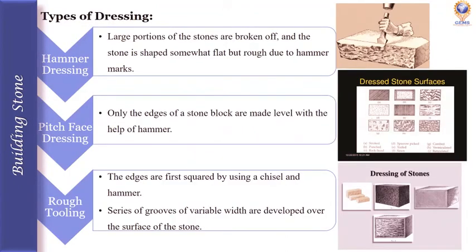There are different types of dressings. First is hammer dressing. In this hammer dressing, large portions of the stones are broken off, and the stone is shaped somewhat flat but rough due to the hammer markings. See here, some of the portions are broken off, and we are making this stone into somewhat of a shape, but the shape is a rough one.